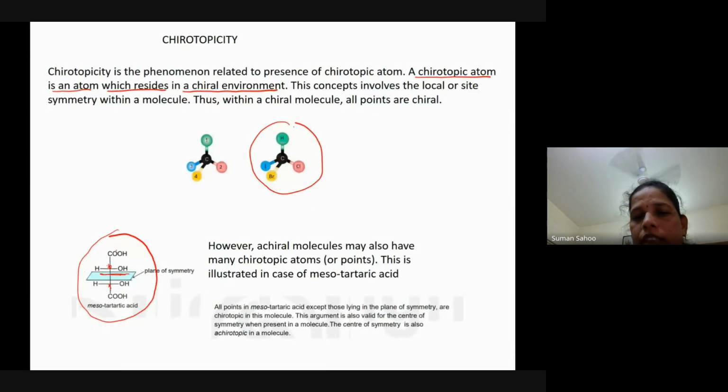But here it says that achiral molecules may also have many chirotopic atoms or points. So here is the plane of symmetry, this place is achiral, but as a whole this is not a chiral molecule. But these points are chirotopic, because chirotopicity means an atom which resides in a chiral environment. This one is a chiral environment, this one is your chiral environment. As such, this molecule is not chiral. Understood?